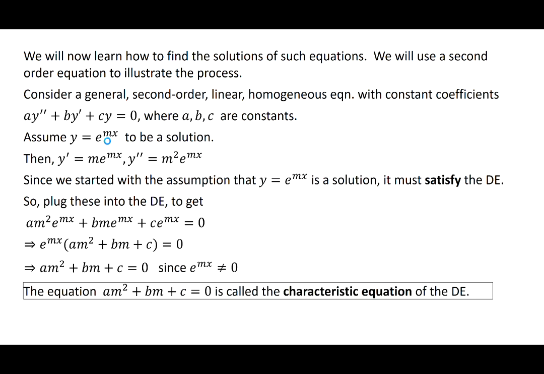Okay? And this equation am squared plus bm plus c equals 0 is called the characteristic equation of the differential equation. Some people call it the transcendental or characteristic equation of the differential equation. Okay.